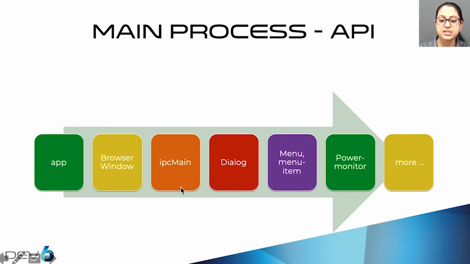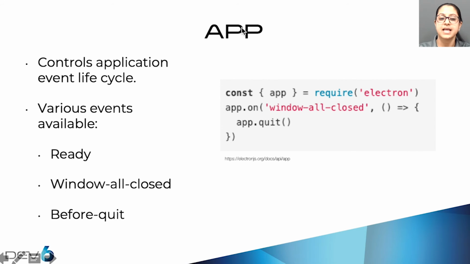So in the main process APIs, I'm covering only a few. There's a big list out there on the Electron website. So I'm just picking up the few of them which I used, or which are very common to use in your Electron app. The first of them is app.